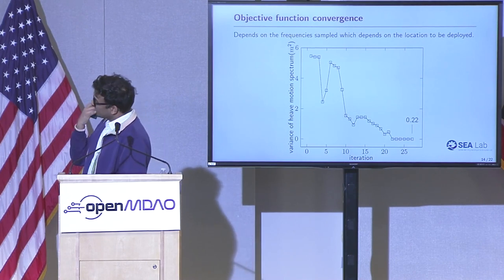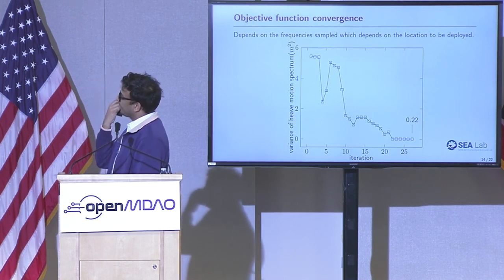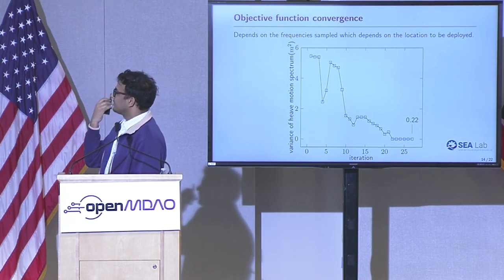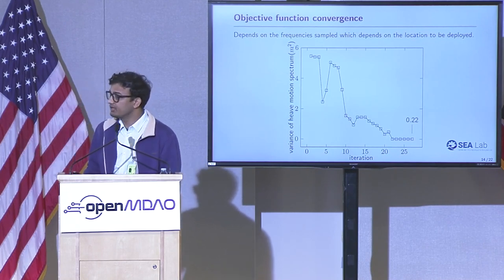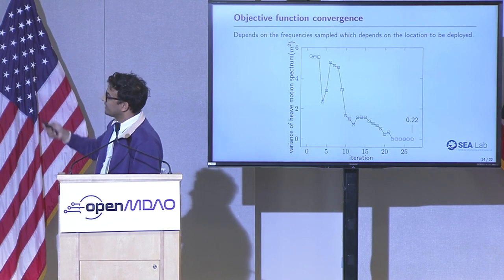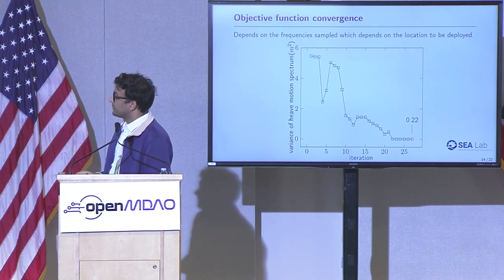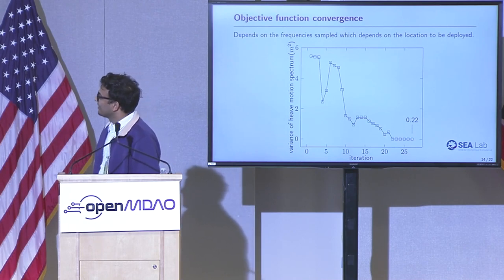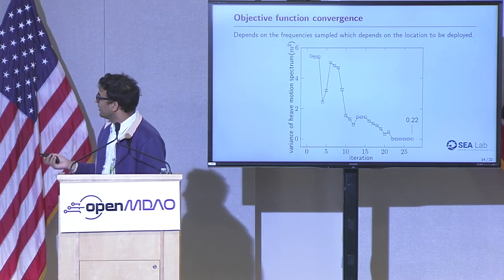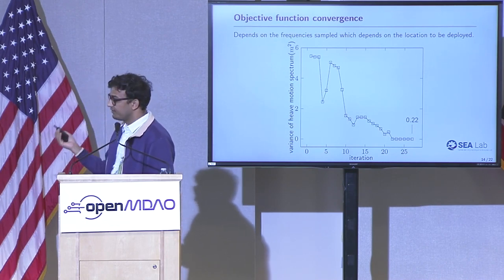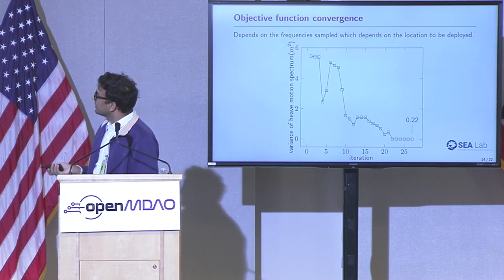And this is what the objective function convergence looks like. My assumption is that for some of the frequencies, the hydrodynamic coefficients are overestimated, so you will see jumps like this. I have some other experiments where the jumps were really wild. But for this optimization result, it looked like this, and it was able to converge within 25 iterations.